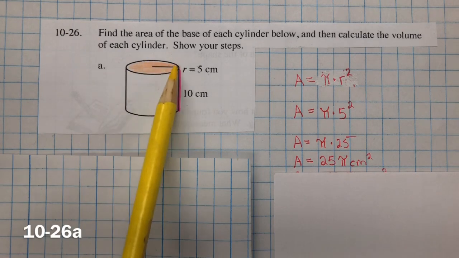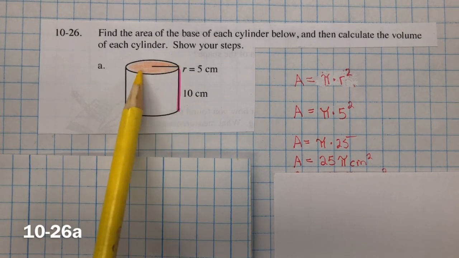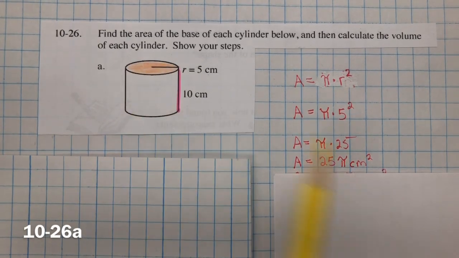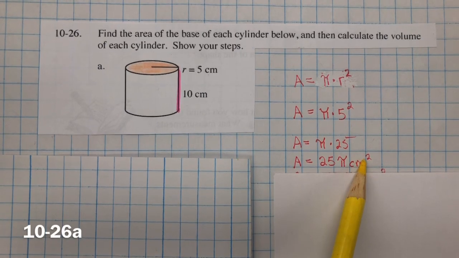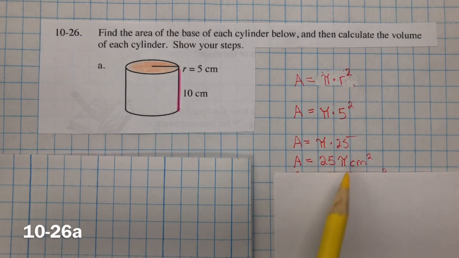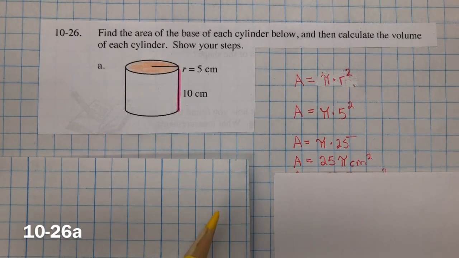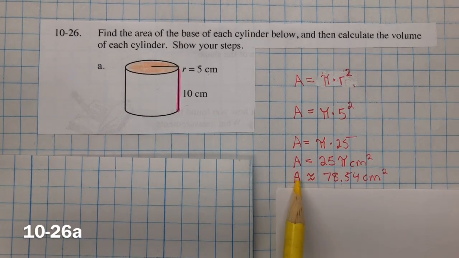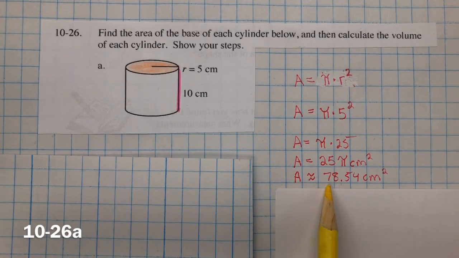Now remember, a circle is a two-dimensional shape, so it's squared. Three-dimensional would be cubed. So we have 25 pi centimeters squared. For the approximate value, if you multiply it by 3.14, you get 78.54 centimeters squared.